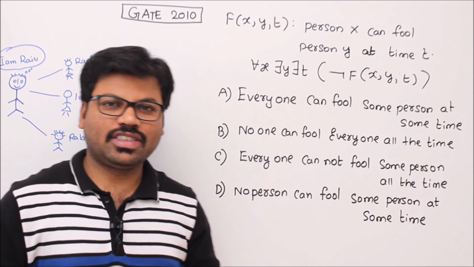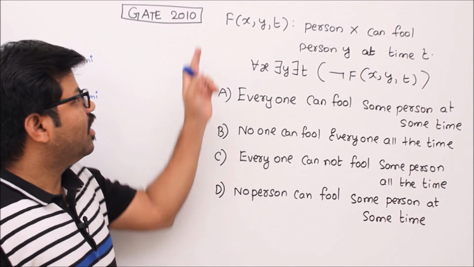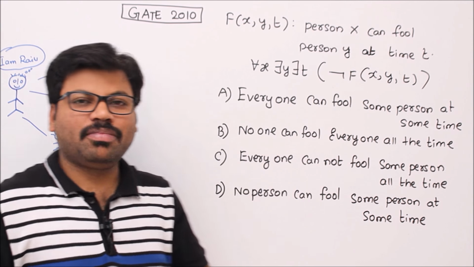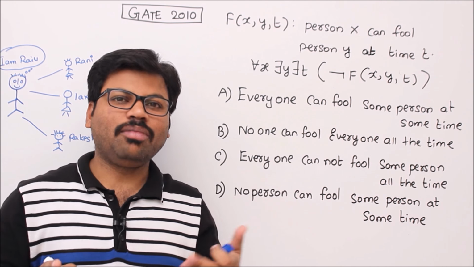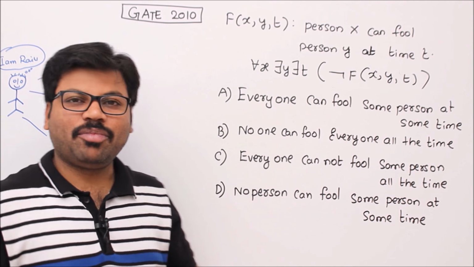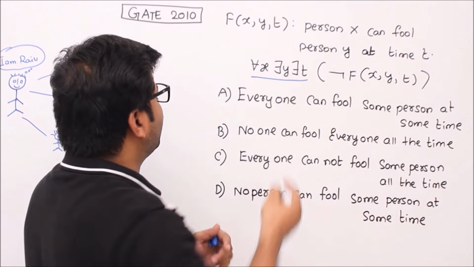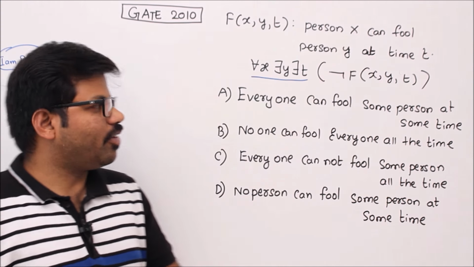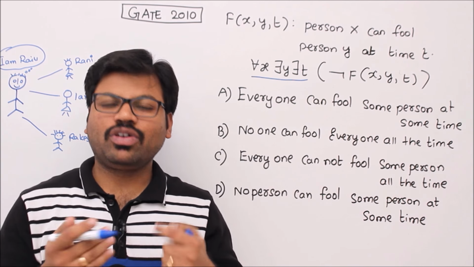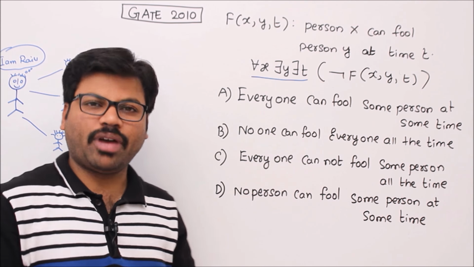Let's see one more question which was asked in GATE 2010. F of x comma y comma t is nothing but person x can fool person y at time t. So they have given a formula: for all x there exists y there exists t, and not of f of x comma y comma t. We have to understand it. There are four options, we have to match it.